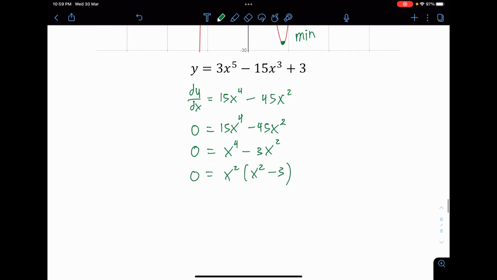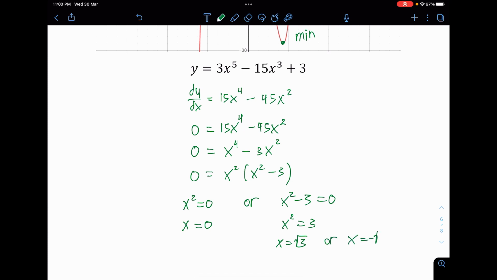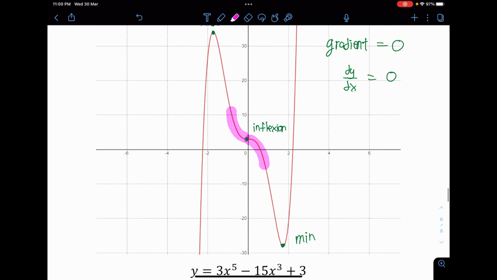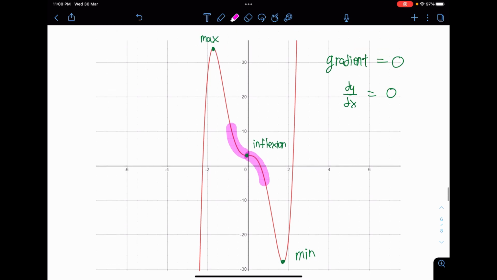Now just like the old school method of solving brackets, I just need to split them. Let x squared equals 0 or x squared minus 3 equals 0. Solve them individually. Now, as you can see here, there are 3 answers. This depicts the points that I showed you just now: the maximum, the minimum, and also the inflection, depicted in this picture. Now, I have one issue.